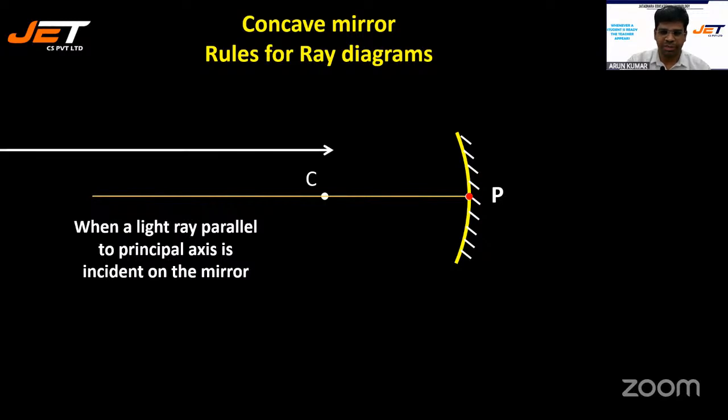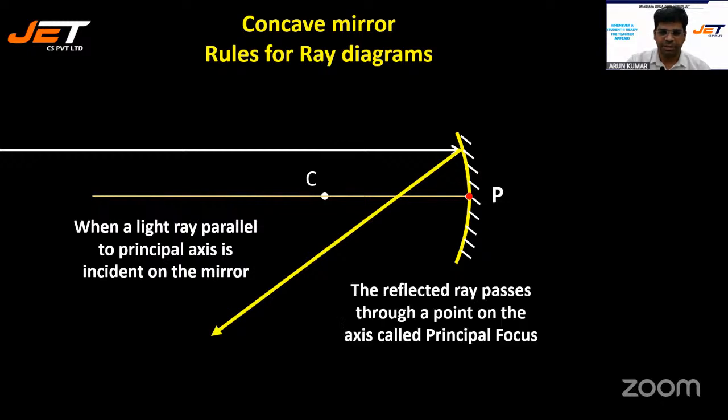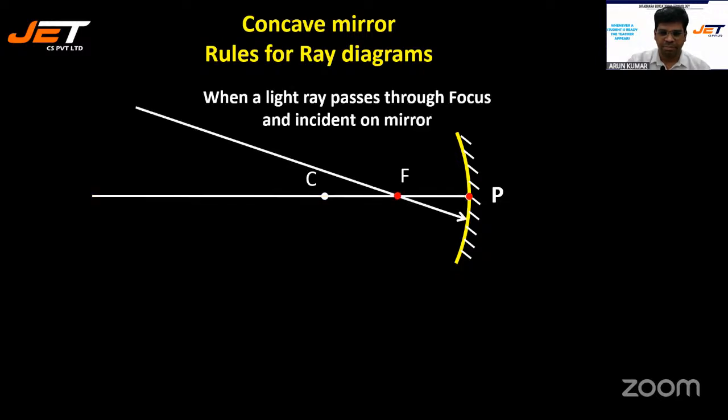So a quick revision, students. When a light ray is passing through principal axis, passes through focus, passing through focus, parallel to principal axis. Yes, Harish, absolutely right. Jyoti is absolutely right.